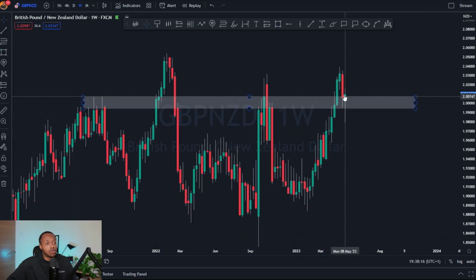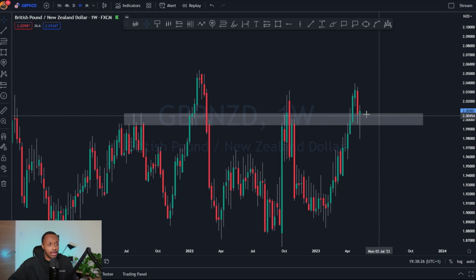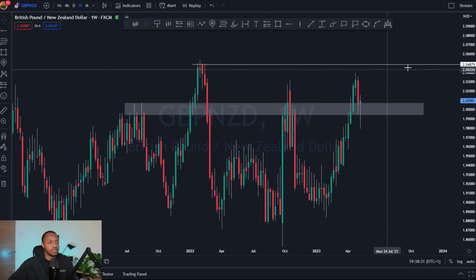Big wick to the downside, price is trying to break through, inability to do so, price pulls back up and closes as a bullish, well, very weakly bullish candle. Big wick rejection to the downside, so more like a hammer candle there, and looking for a push back up to the highs, into that resistance there, 2.04879.